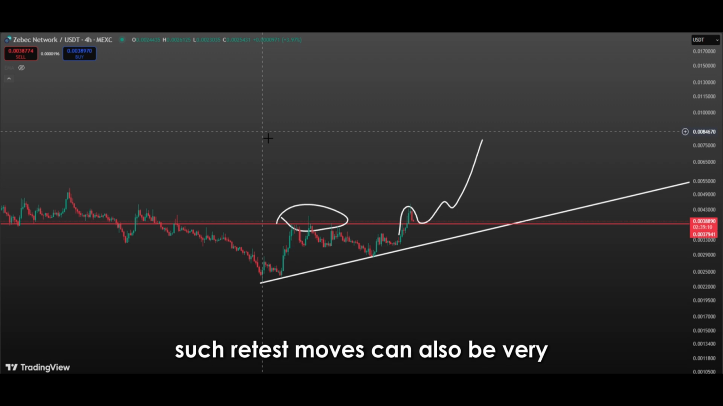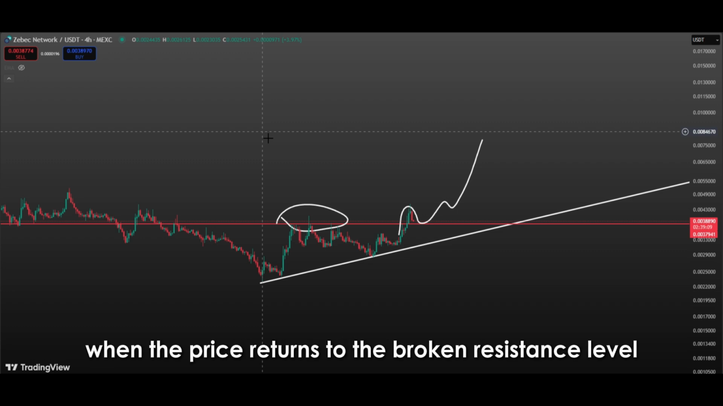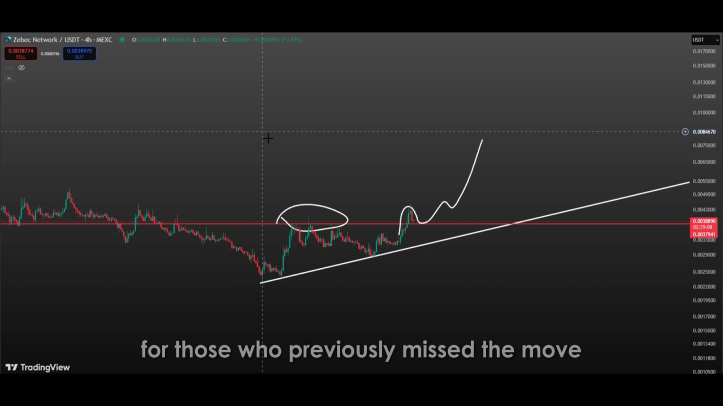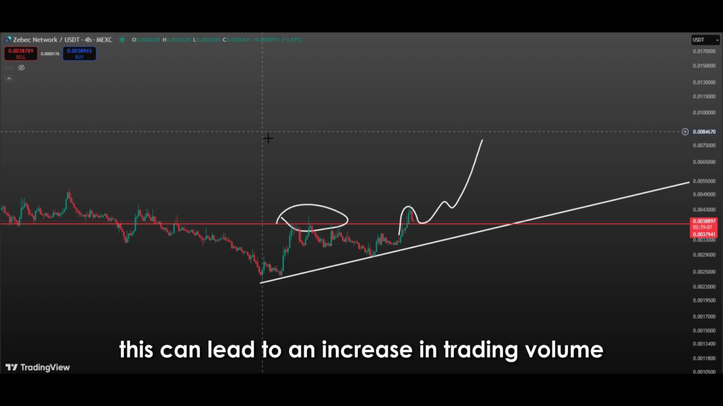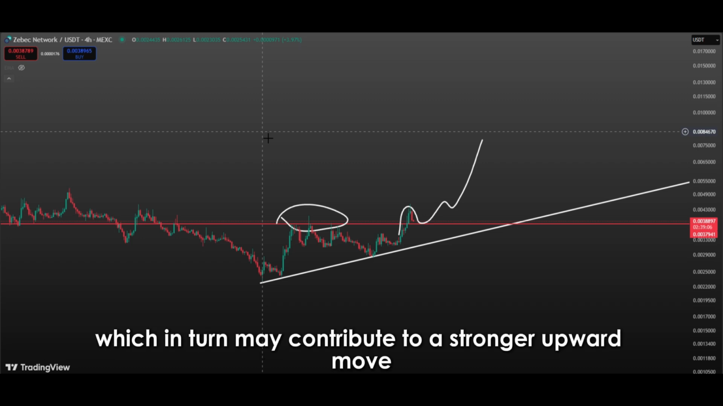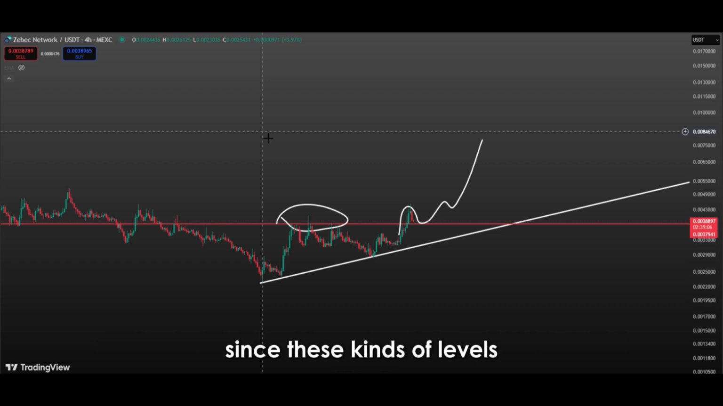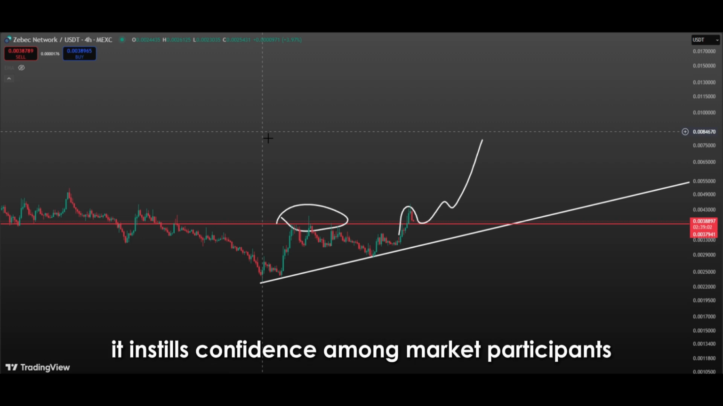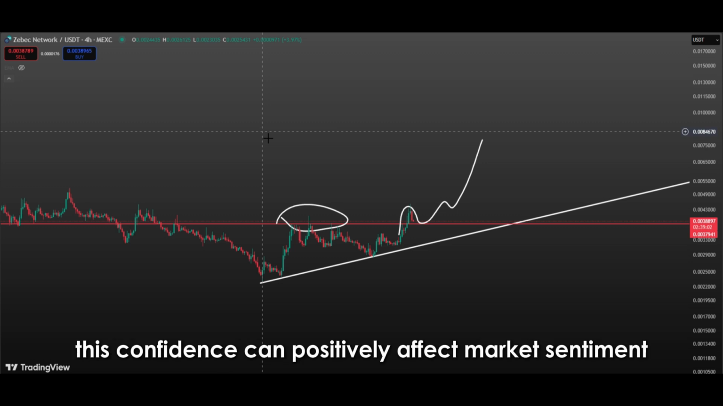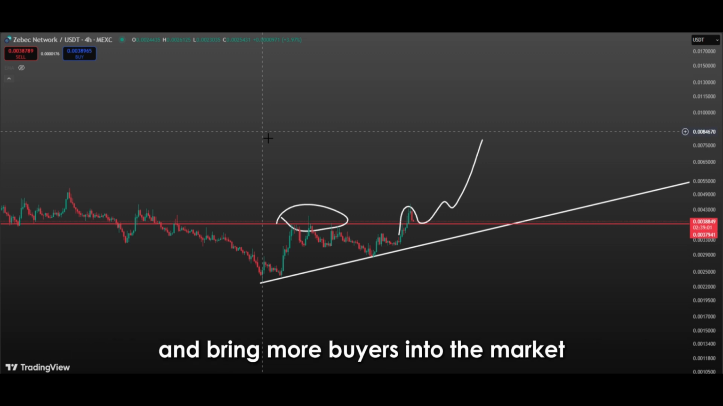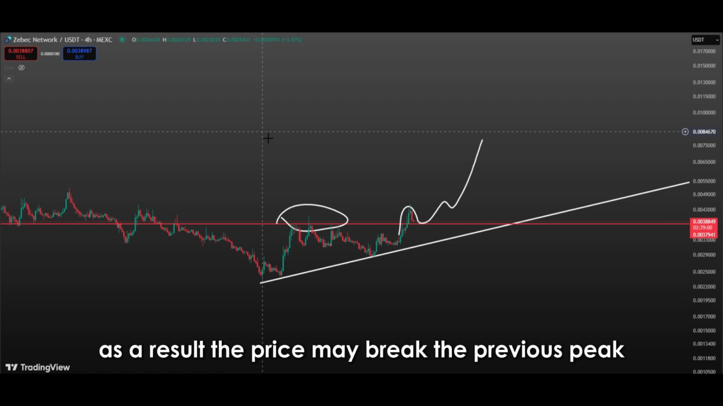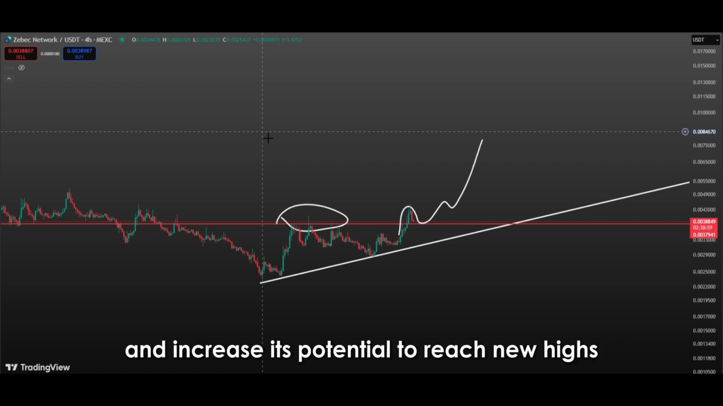Such retest moves can also be very important for investors looking to solidify their positions. When the price returns to the broken resistance level, it offers another buying opportunity for those who previously missed the move. This can lead to an increase in trading volume, which in turn may contribute to a stronger upward move. Since these kinds of levels also attract the attention of large investors or institutional traders, the likelihood of increased buying pressure is quite high. In addition, if the price holds at this level and reacts upward during the retest, it instills confidence among market participants. This confidence can positively affect market sentiment and bring more buyers into the market. As a result, the price may break the previous peak and increase its potential to reach new highs.